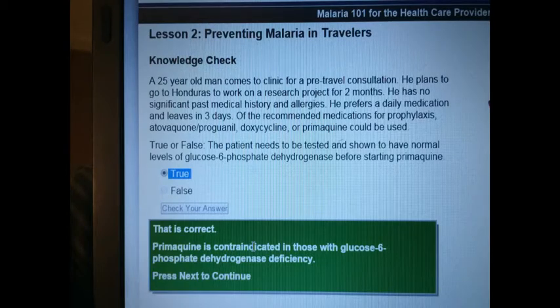A 25-year-old man comes to a clinic for a pre-travel consultation. He plans to go to Honduras to work on a research project for 2 months. He has no significant past medical history or allergies. He prefers a daily medication and leaves in 3 days. Other recommended medication and prophylaxis, atovaquone and proguanil, doxycycline, or primaquine could be used. True or false? The answer is true. Proguanil is contraindicated in those with glucose-6-phosphate dehydrogenase deficiency.